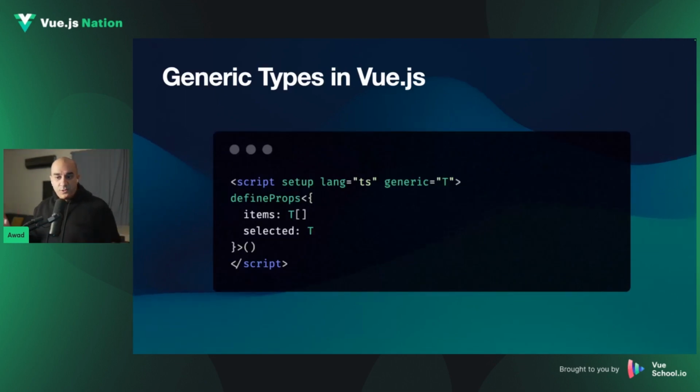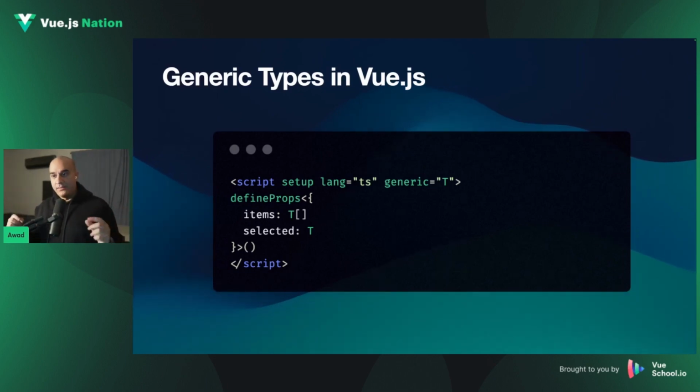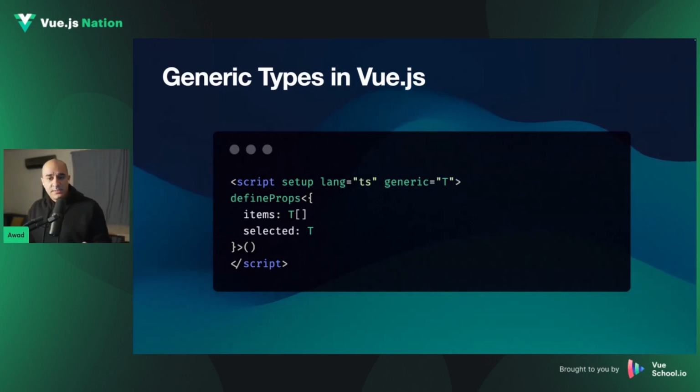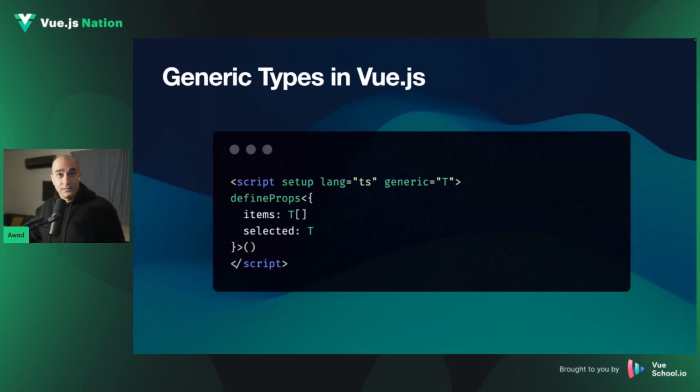You have your component in your script tag, and you add a generic attribute. In the generic attribute, you type the generic syntax, or you type your generic types in there. This is what you would have written in the angled brackets if you were using classes or interfaces or whatever. In this example, we just define a component. This component has an items array that happens to be an array of that generic type T. Also, it has a selected prop, and it happens to be of that type T.